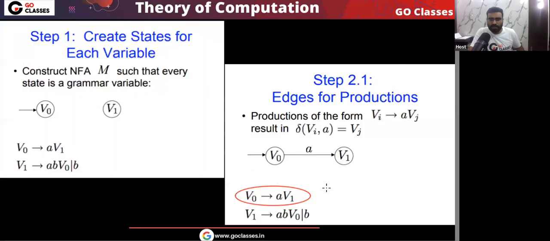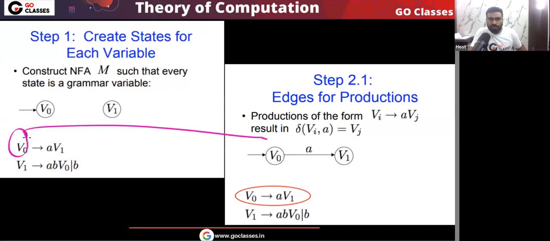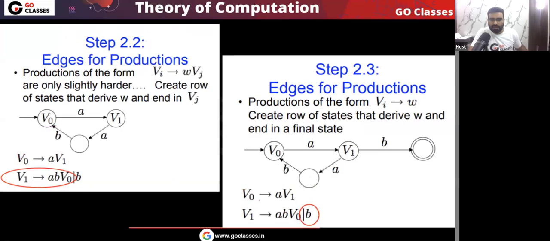So we have seen everything. I told you how to convert this production rule in the right linear grammar. If you have this production rule, then in the NFA what will happen? You can see this V0 will become the initial state. I told you this start variable will become the initial state. And you can see from V0 on A we are going to V1. So finally you can easily convert. This will be your final answer. We have already seen. Now let's move on.